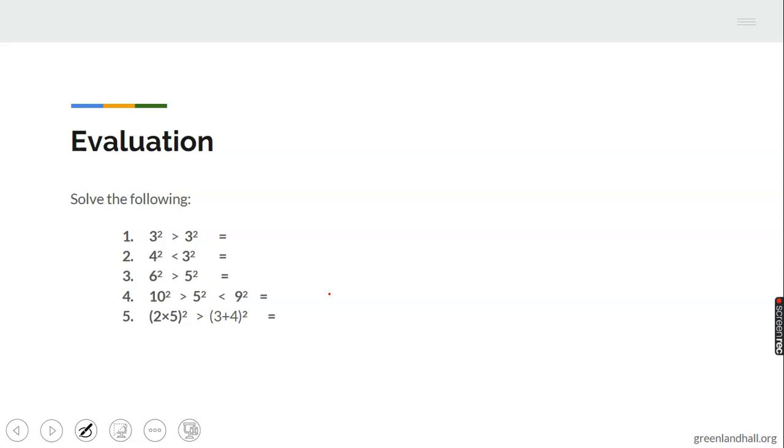Then look at number 5. 2 times 5 square. You get a 2 times 5, you square it. 2 times 5 square. See the greater than sign again. Greater than means what? Okay, you use that as the symbol to use. Then we have 3 plus 4, which is what? So 3 plus 4 square. So now you have 2 times 5 square greater than 3 plus 4 square. So you get your answer.